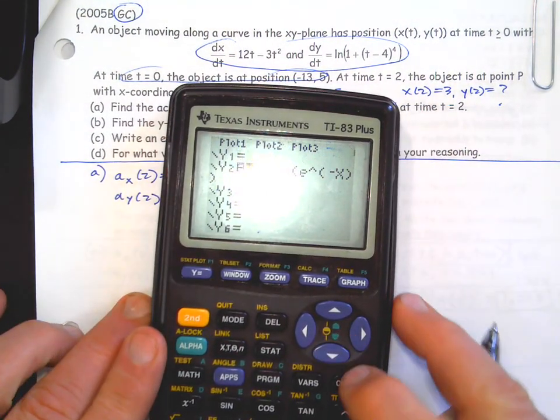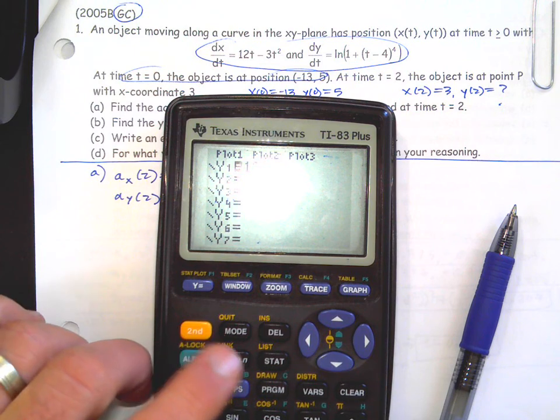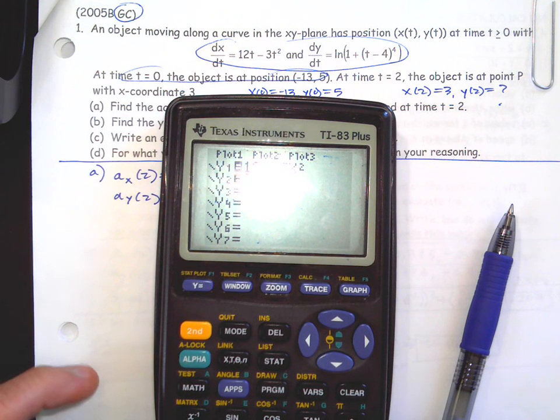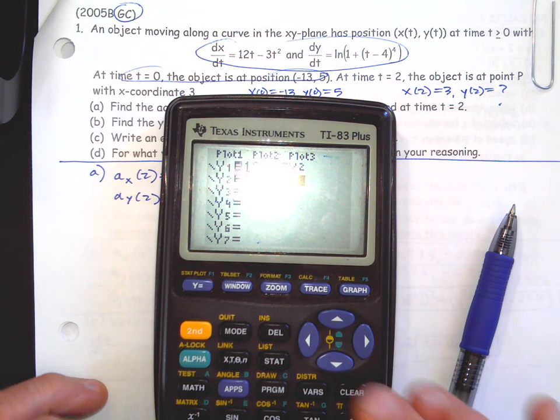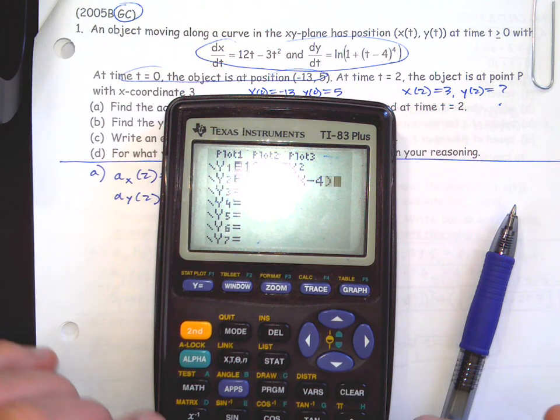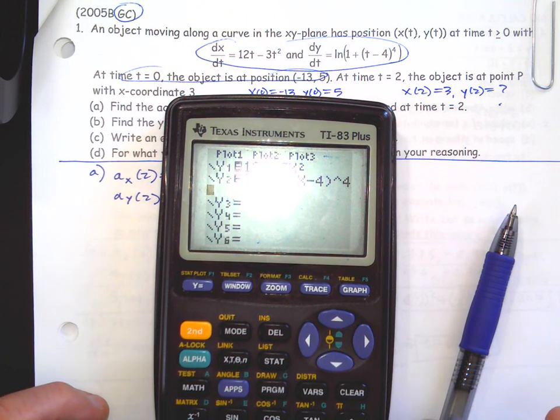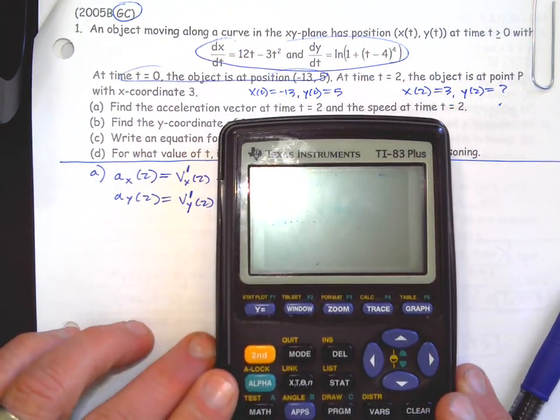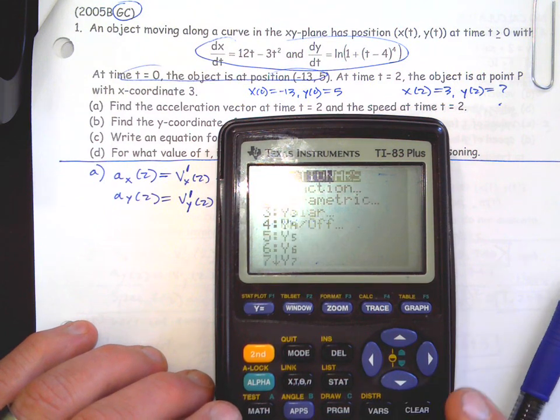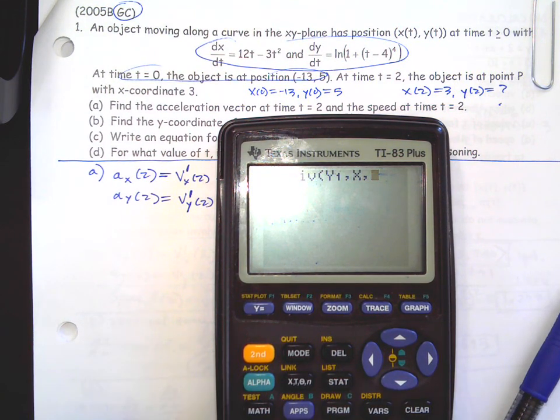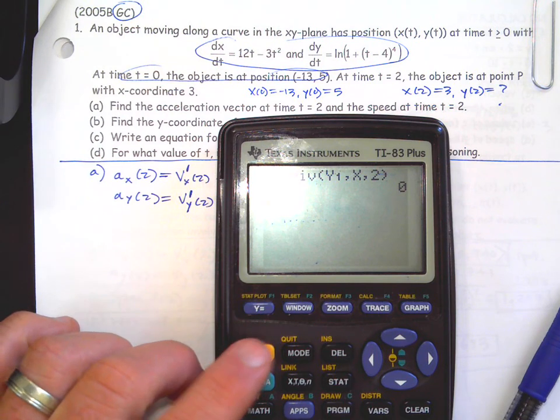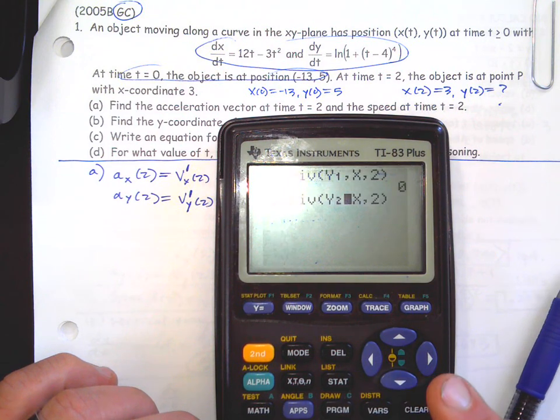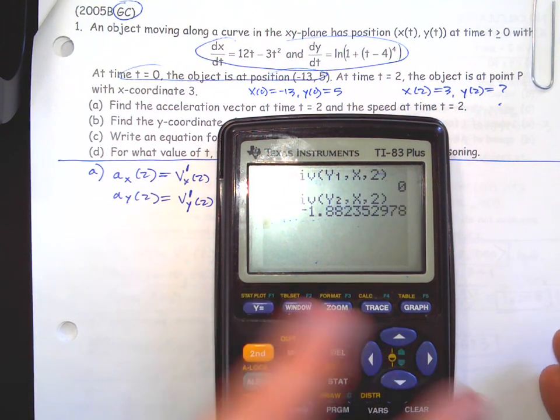So I'm going to go in here and type these equations. 12x minus 3x squared, natural log, parentheses, 1 plus parentheses, x minus 4, close, raised to the 4th, close. Okay. And now on my home screen, I'm going to do math 8, vars y, vars function y1, comma x, comma 2. That's one answer. I'm going to do the same thing, change it to vars y, vars function y2. There you go. You have everything you need.